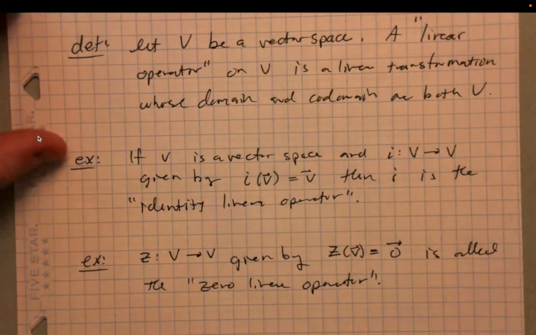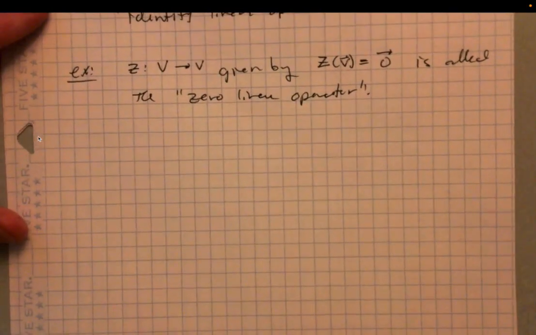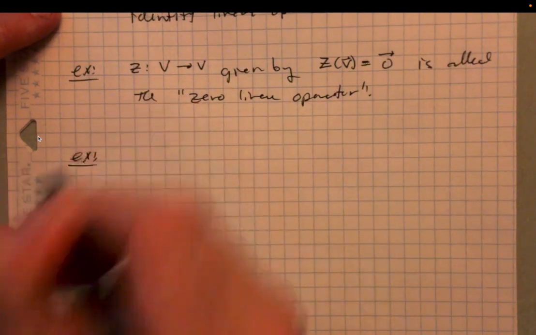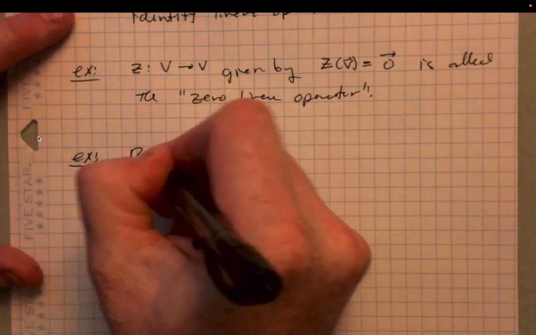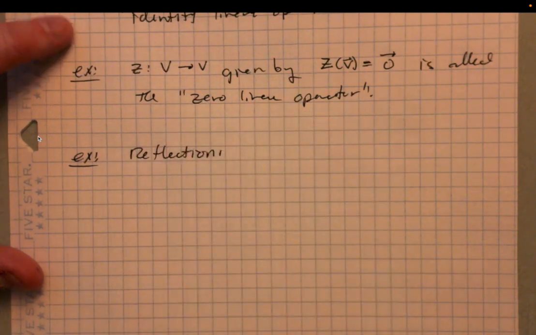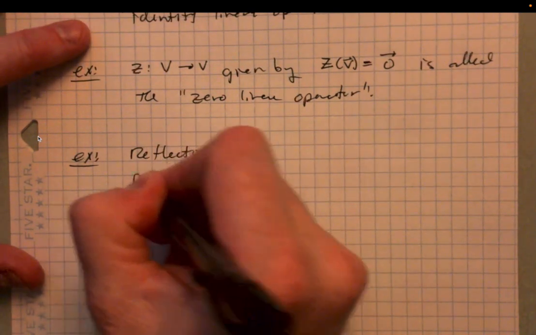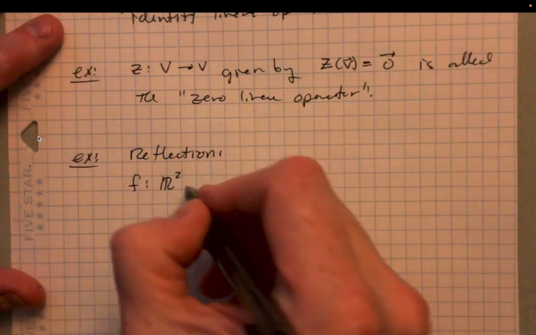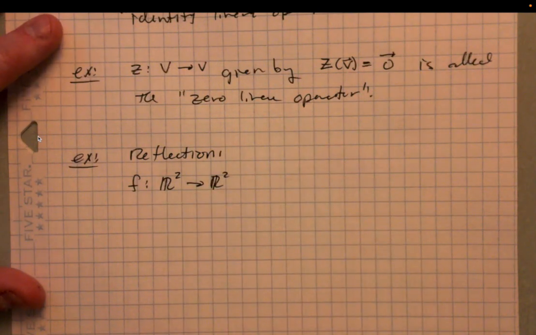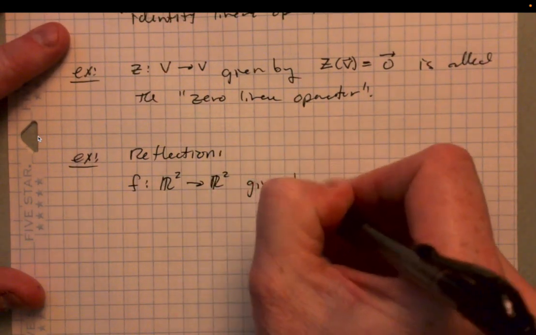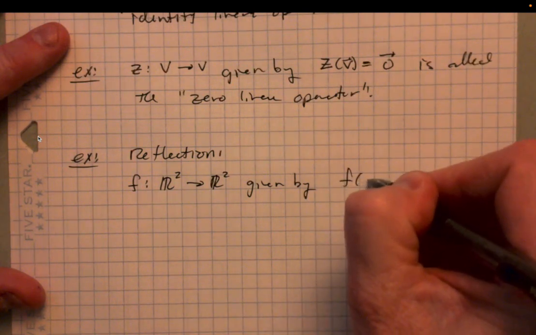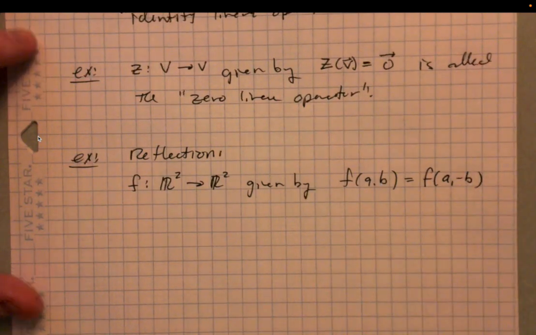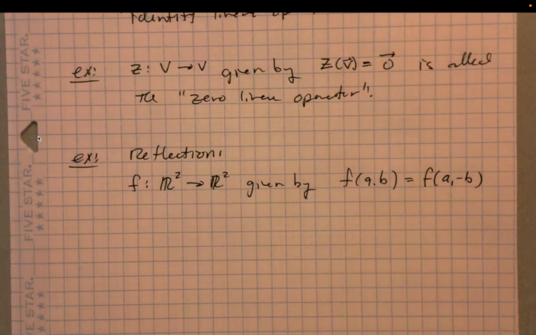So let's quickly hash out some of these really important ones. Let's start with this one. This one is called a reflection. We'll take an example of a reflection on R2. So if I start with a function from R2 to R2 given by f of (a, b) equals (a, negative b), this is what's called a reflection.